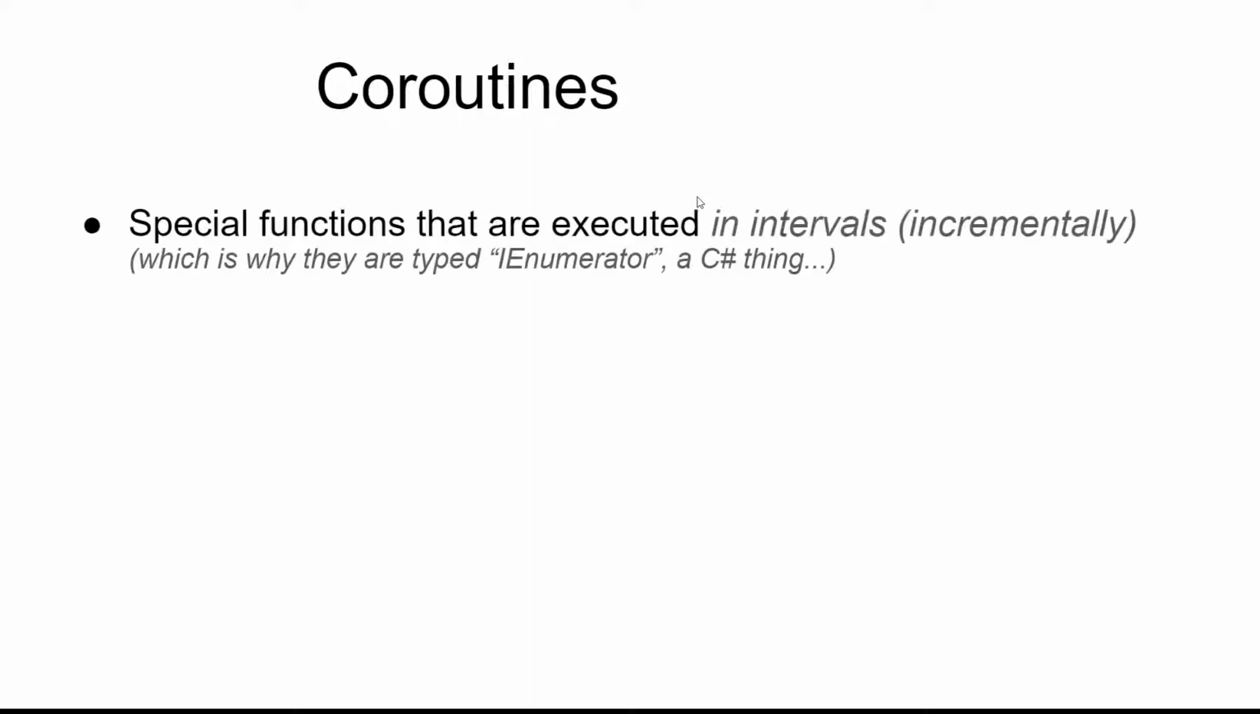Now, coroutines are definitely the big brother, the fancy sibling, the top hat and tails compared to Invoke, right? With Invoke, we were able to say, okay, go run this routine 2 seconds from now, or repeat it every 2 seconds, or some rate. Coroutines are way fancier. Coroutines are special functions that are executed. You could think of them as being incrementally executed, or executed in intervals, not excrement. That's terrible. Executed in intervals incrementally.